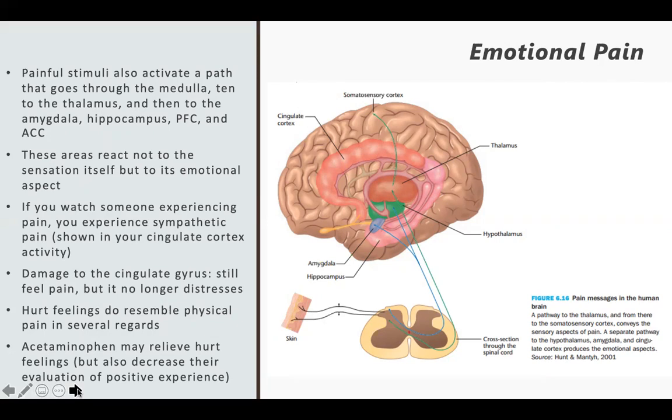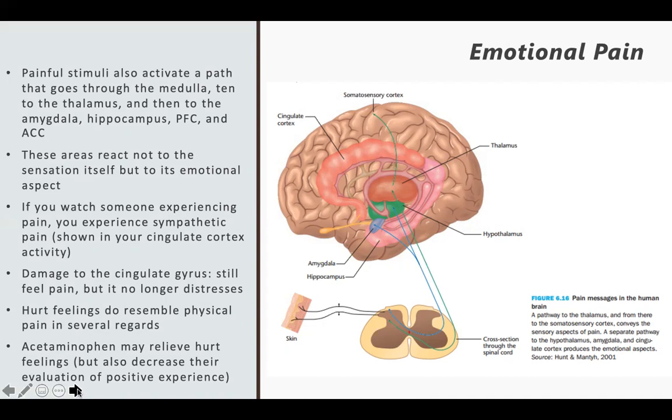Yeah. And sometimes we also say that someone hurt our feelings. So for example, after a romantic breakup, you might say that you feel emotional pain, right? The question is, is this just an expression, or is emotional distress really like pain? Actually, hurt feelings do resemble physical pain in several regards. And hurt feelings can be relieved by drugs such as acetaminophen.